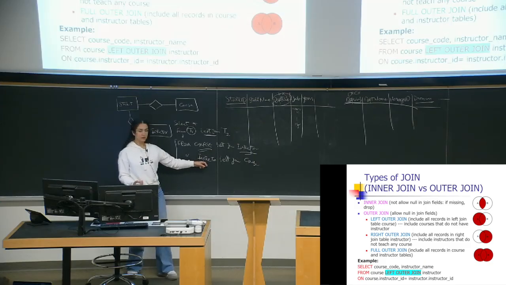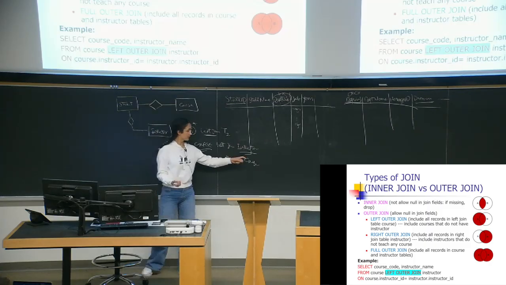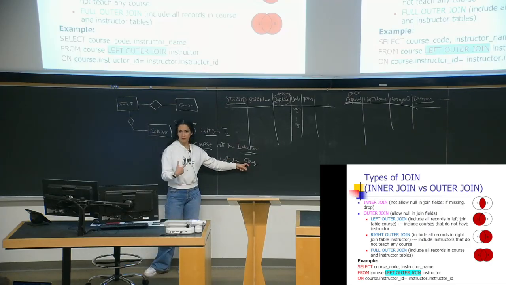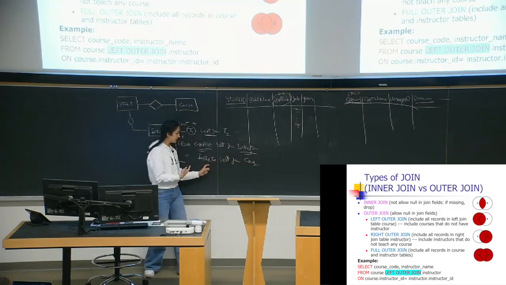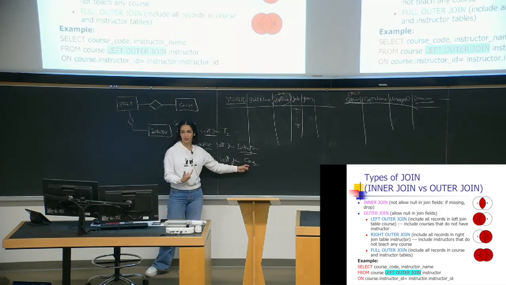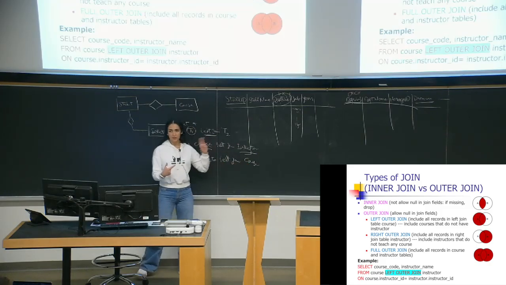Now it means all the instructors, everything from the table on the left, in this case instructors, so all the instructors, even if there are no corresponding values in the other table, even if those instructors are not teaching any course yet, okay? So these are different.